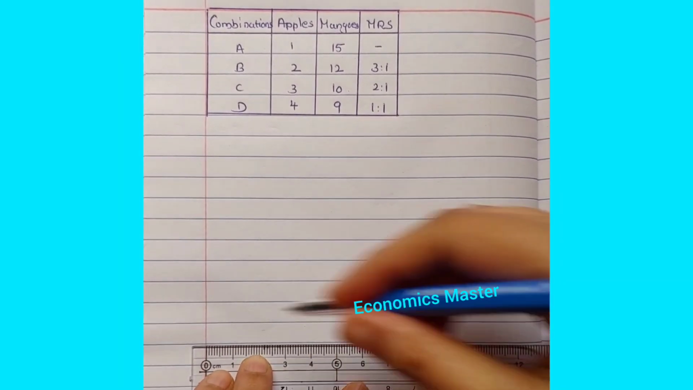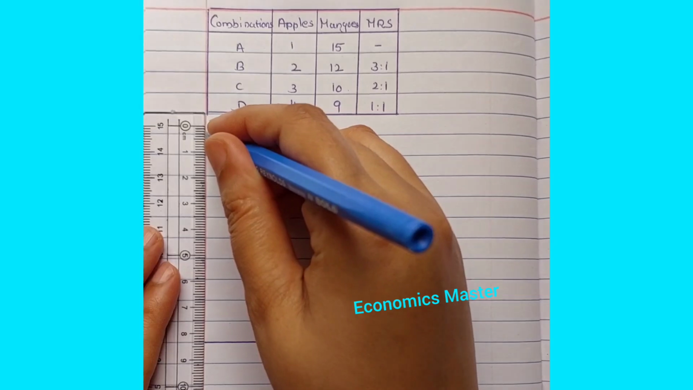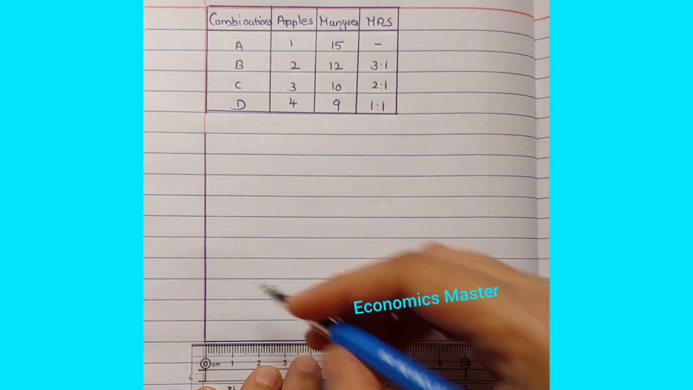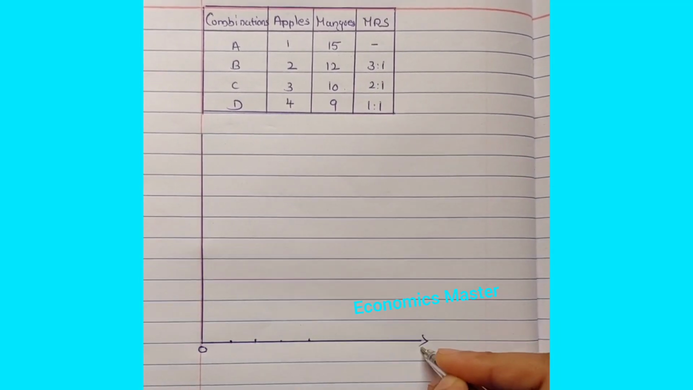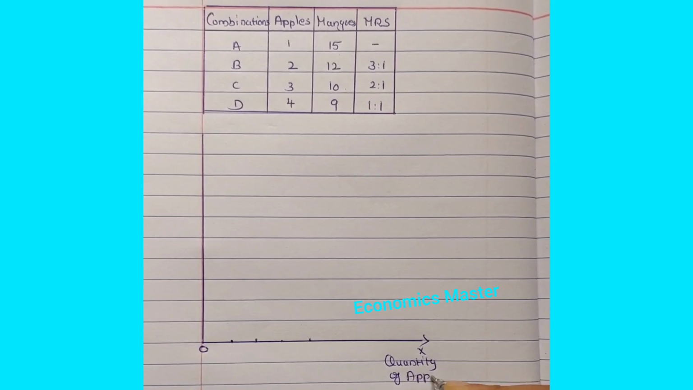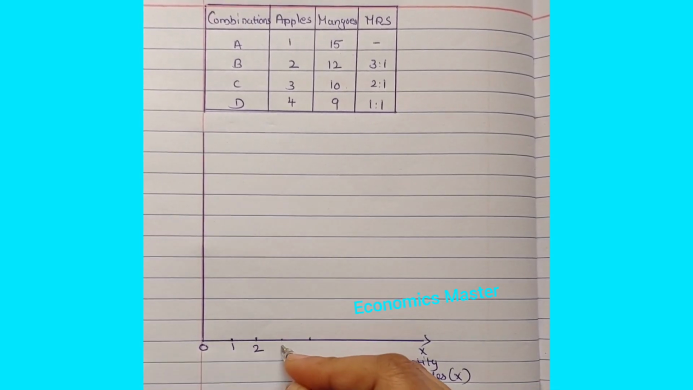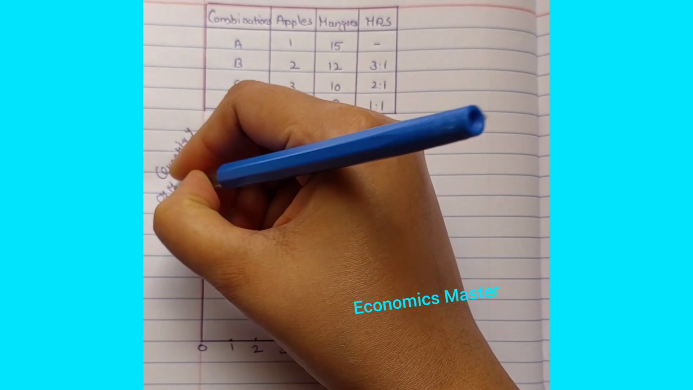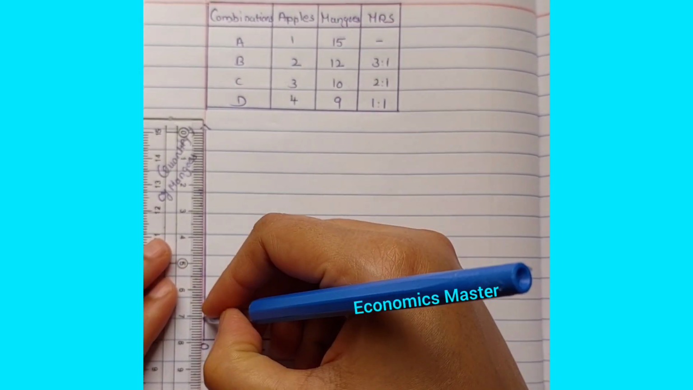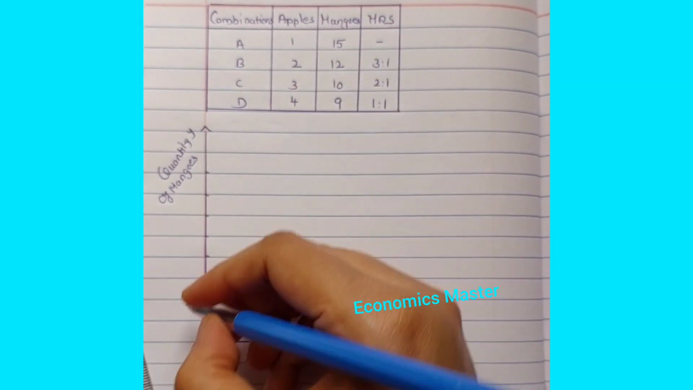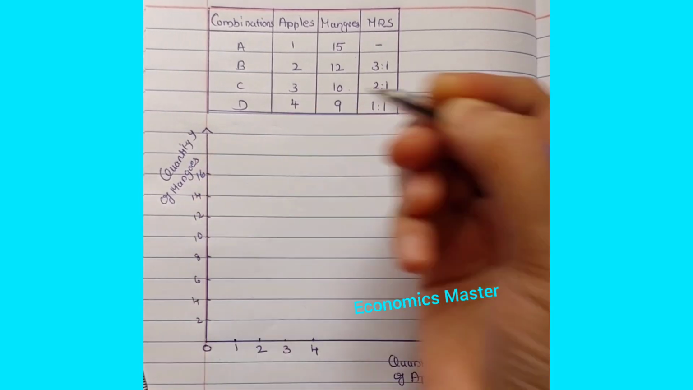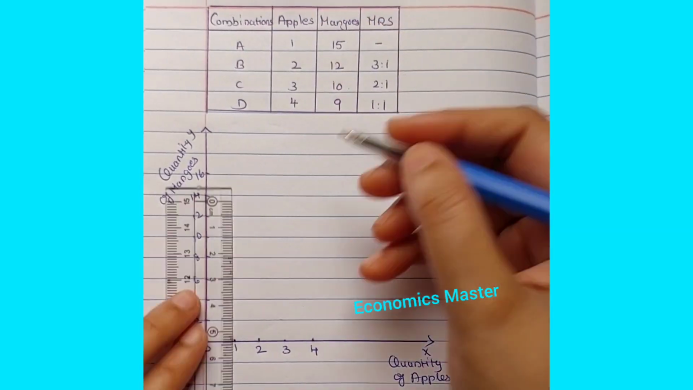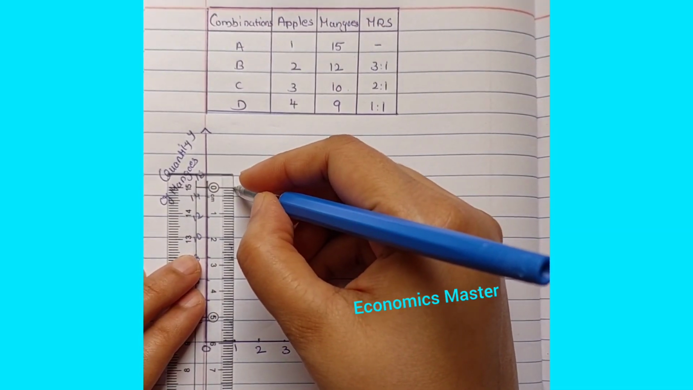How to draw an indifference curve? First, draw the x-axis. It measures the quantity of apples, X. Then draw the y-axis. It measures the quantity of mangoes, Y. Then combination A, 1 apple and 15 mangoes.